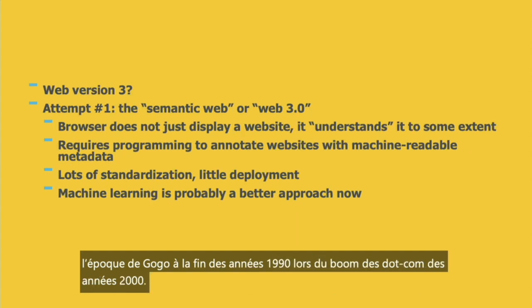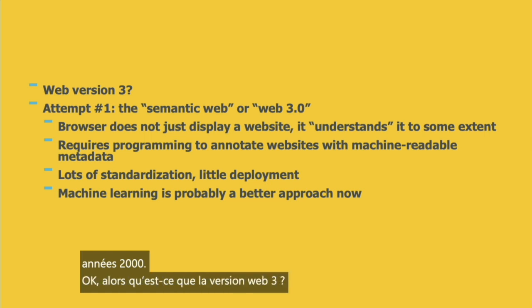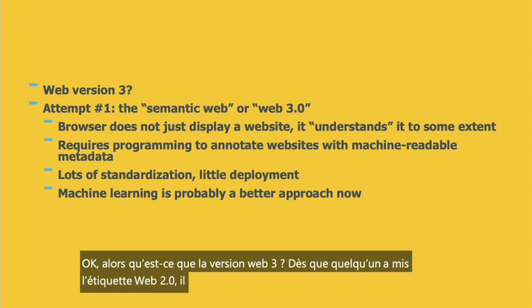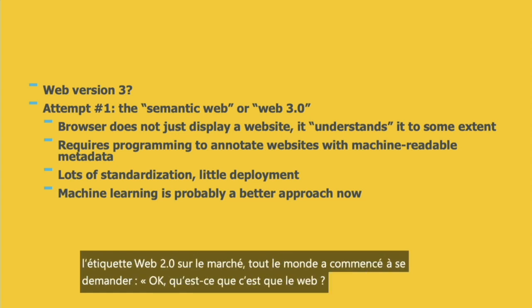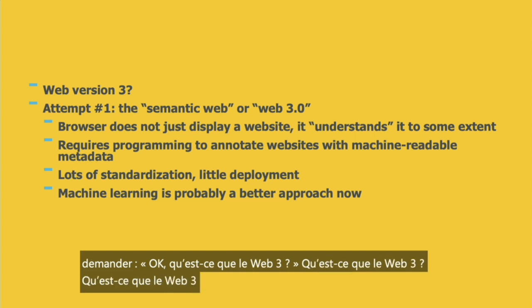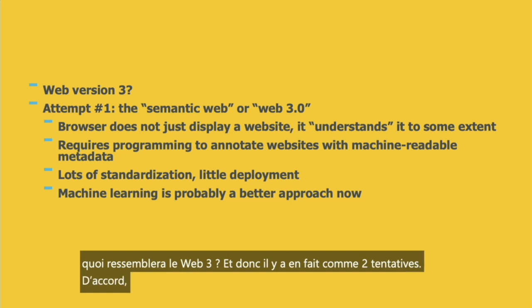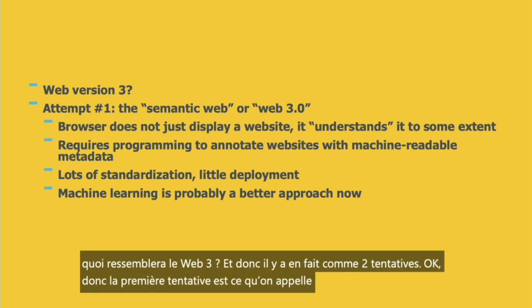Okay, so what's Web version 3 then? As soon as someone put the label Web 2.0 out there, everyone started thinking, okay, what's Web 3? What's Web 3 going to be like? And so there are actually two attempts. The first attempt is what is called the semantic web, or Web 3.0.